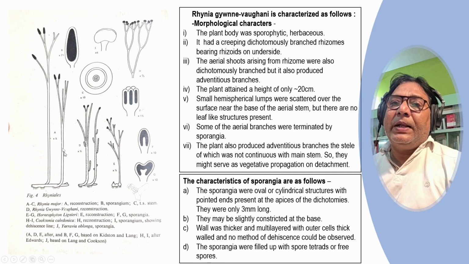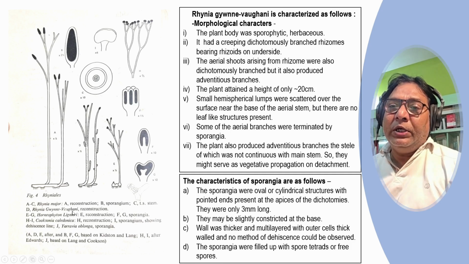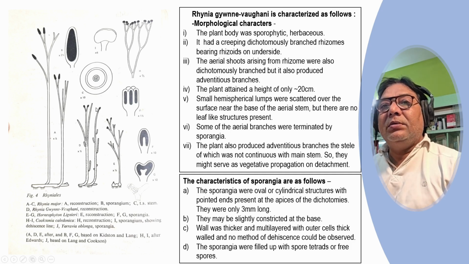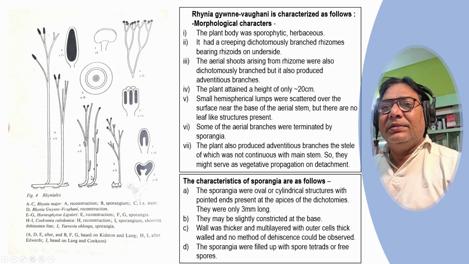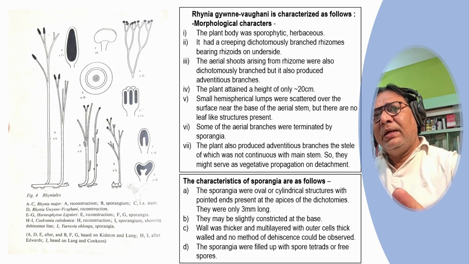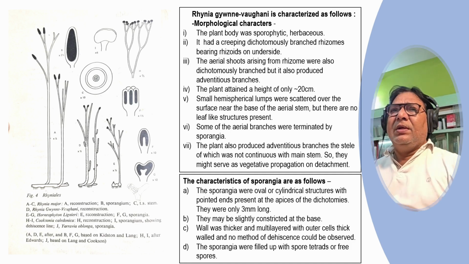Here, this first plant is Rhynia major, and this one is Rhynia gwynne-vaughanii, you can say Rhynia gwynne-vaughanii. This one was about 18 to 20 centimeter tall, a very small plant. You can imagine about 7 to 8 inches tall.